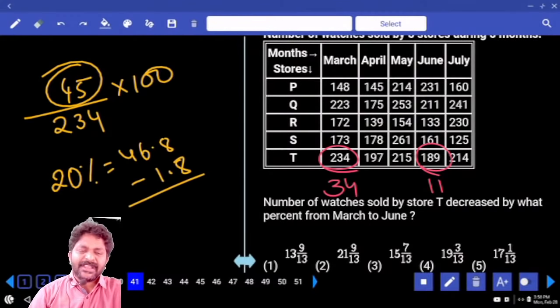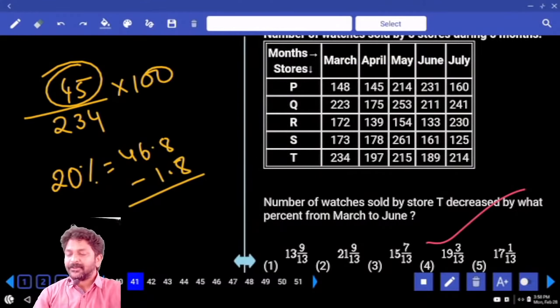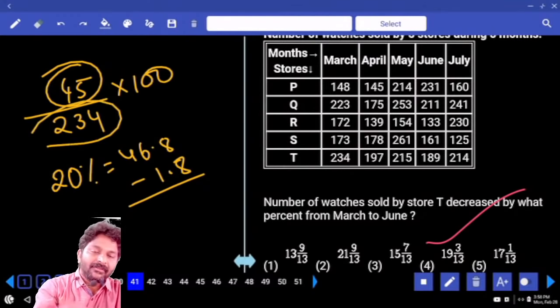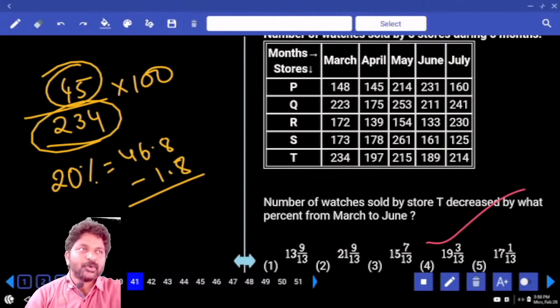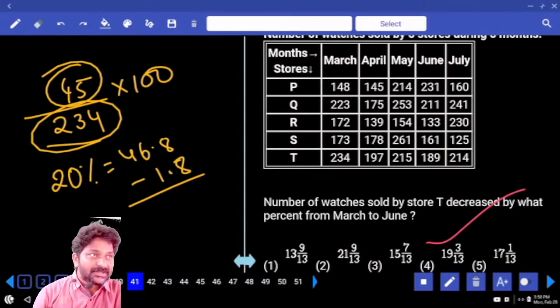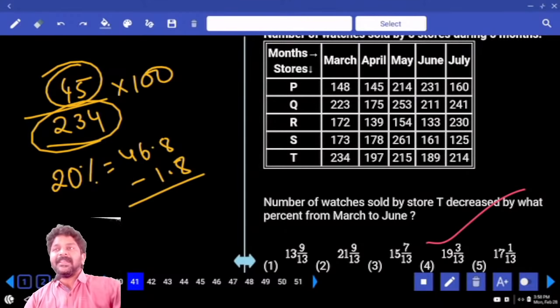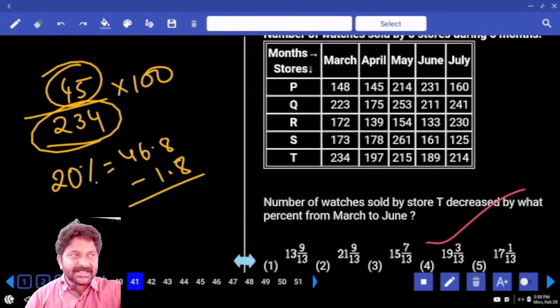That means that is very close to 20% but less than 20%. Look at your options. How many are there? Only one option is very close to 20 but less than 20. If you want, 1% of the denominator is 2.3 and we don't have to subtract even 1%. That means the answer should be more than 19 but less than 20. Like that there is only one.